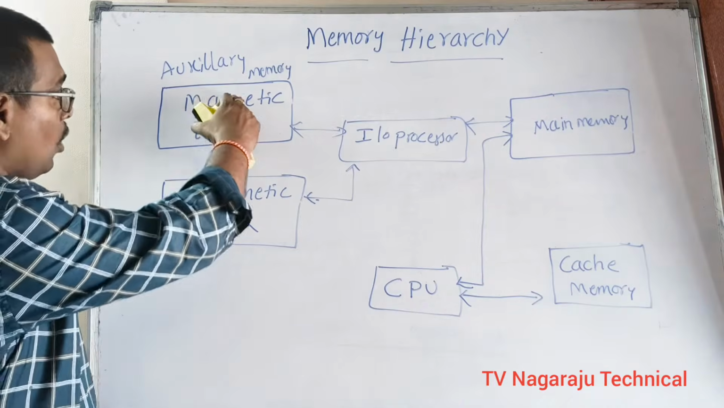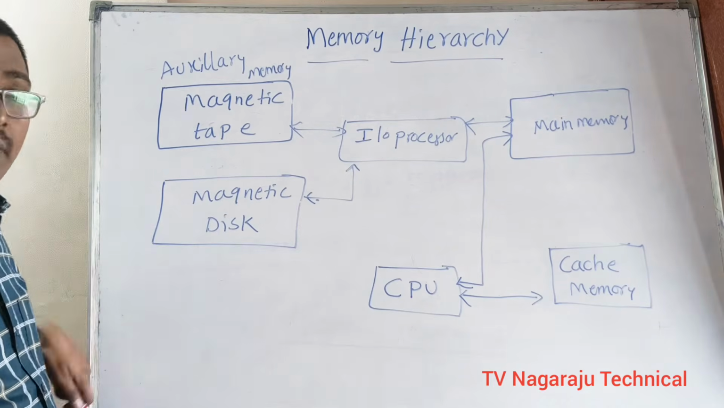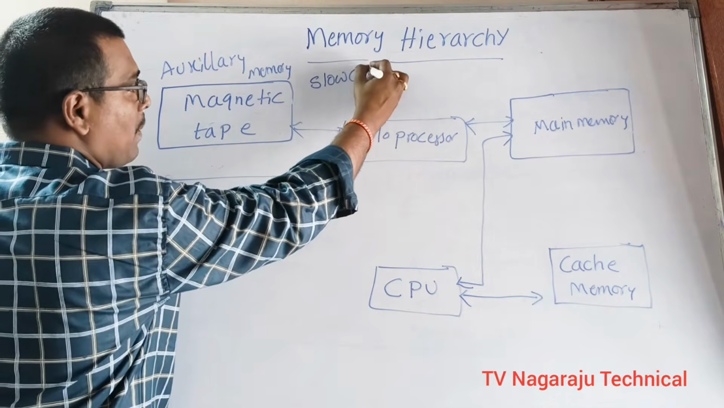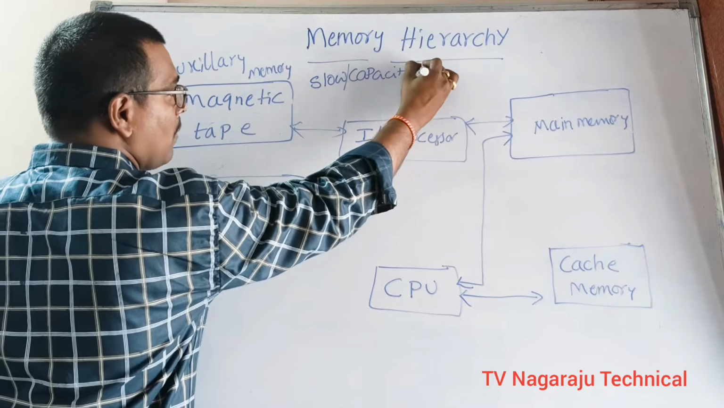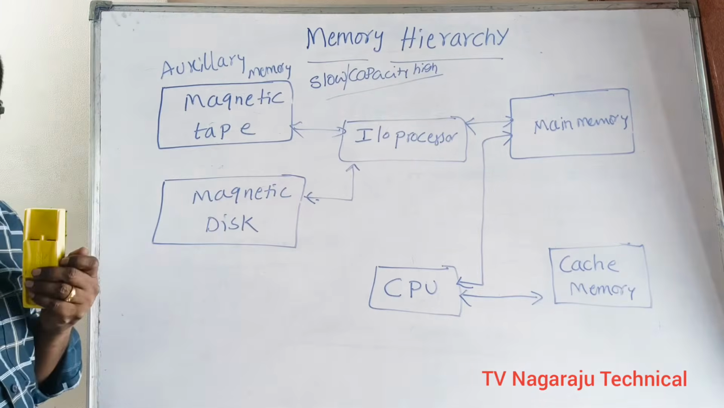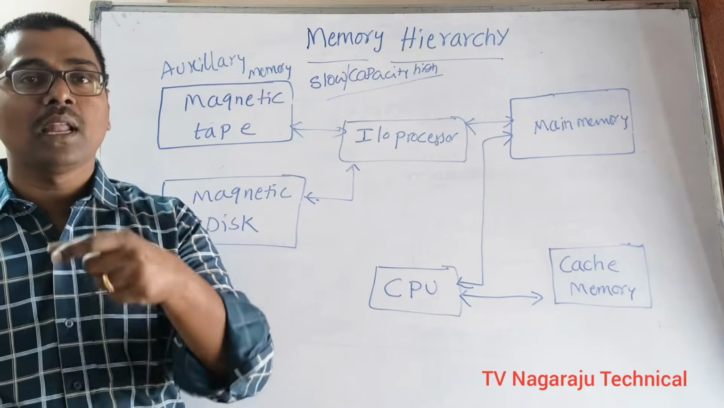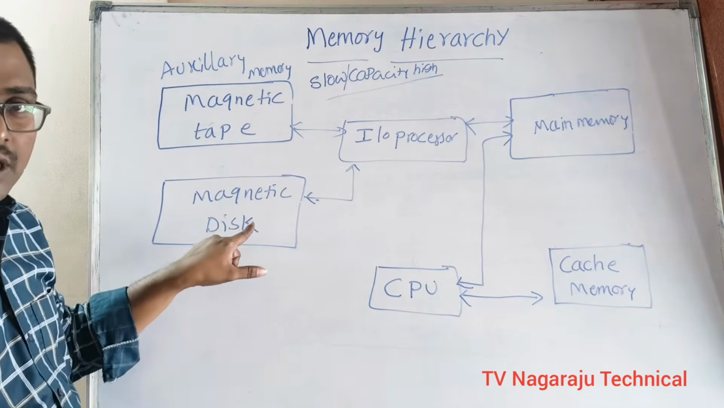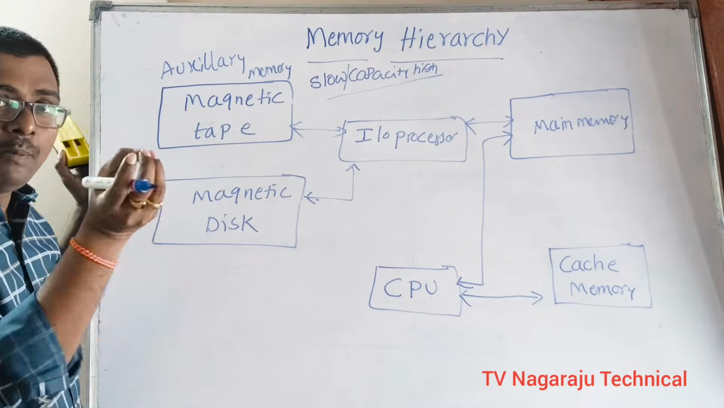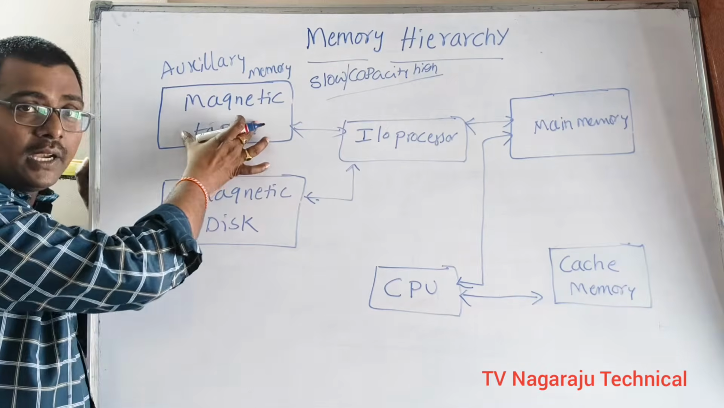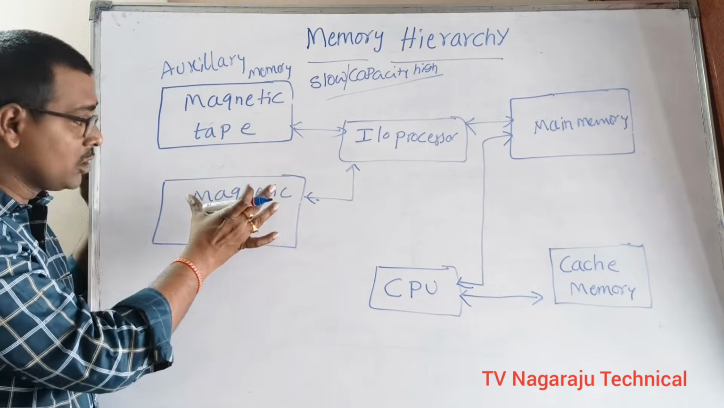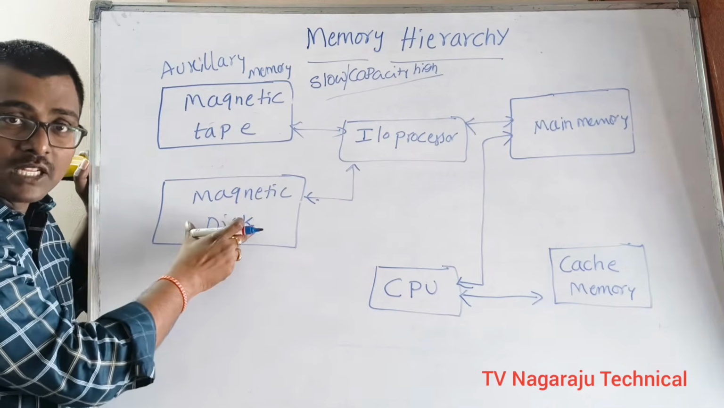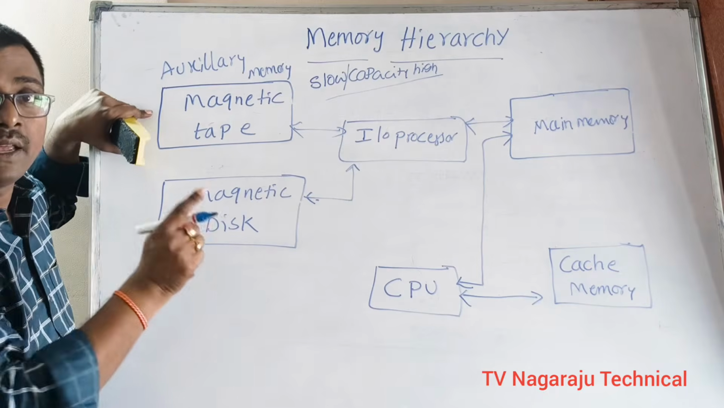In this case, the lowest one is auxiliary memory. The auxiliary memory is slow memory, but the capacity is high. If you want to store a large amount of data, that is for backup, we use this auxiliary memory. Generally, the removable files are placed in the magnetic tape and the backup data are stored in magnetic disk. Remember, the cost is low and obviously the speed is low, but the capacity is high.